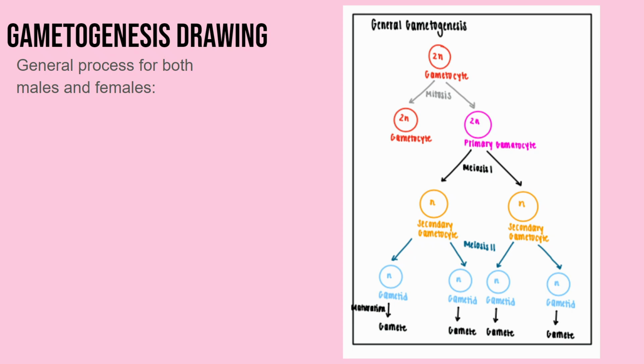Here is the general process for gametogenesis, or forming gametes, the haploid cells. I was going to draw this, but I'm not going to because we're going to focus on hormones because I think it's harder. But I'll just talk through this really quickly.